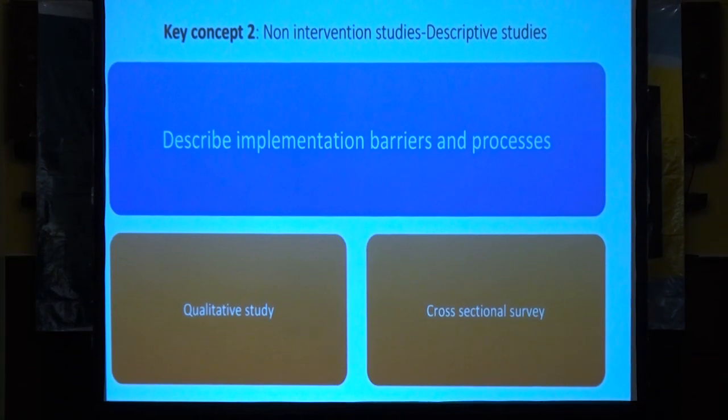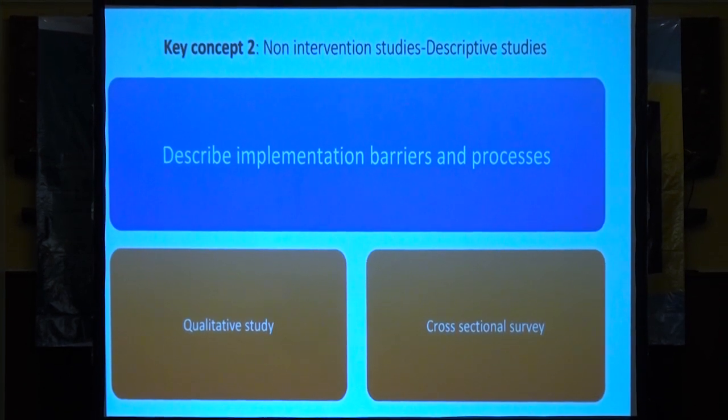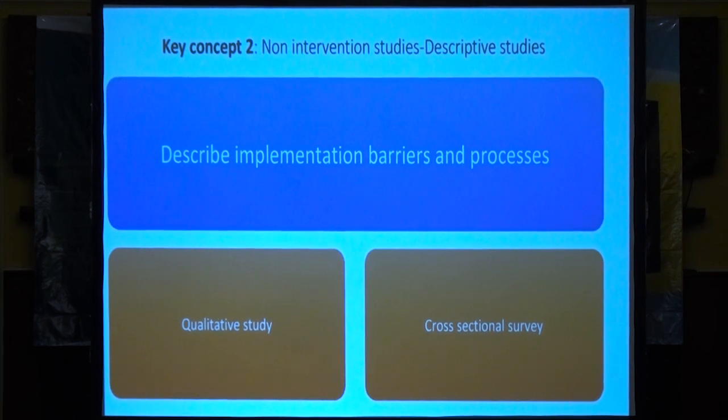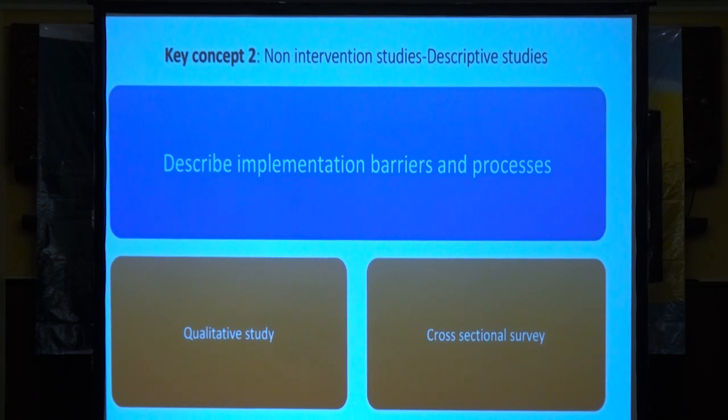Okay, does that look familiar? Yes? So when we are just describing implementation process, barriers, we are not doing anything. We are not intervening, right? We are not doing an experiment. These are non-intervention studies, descriptive studies. They could either be qualitative or they could be cross-sectional. Qualitative meaning you're talking to people and getting information about barriers and processes, or you are doing a survey wherein you are collecting quantitative information, and those are two examples of non-intervention descriptive studies.